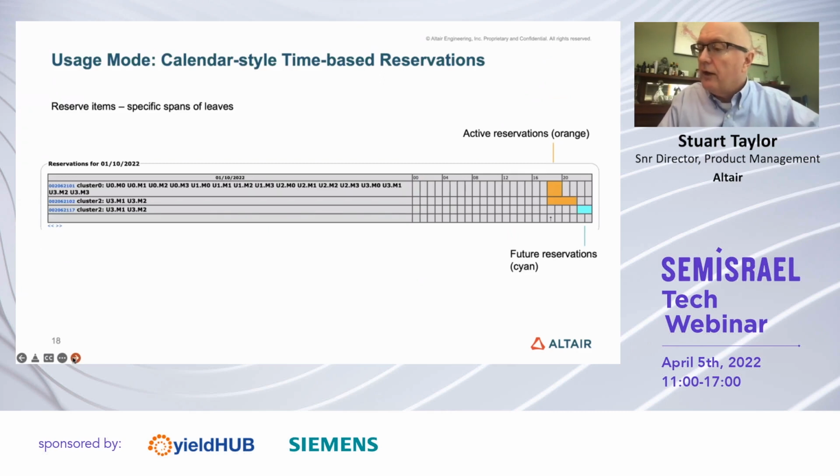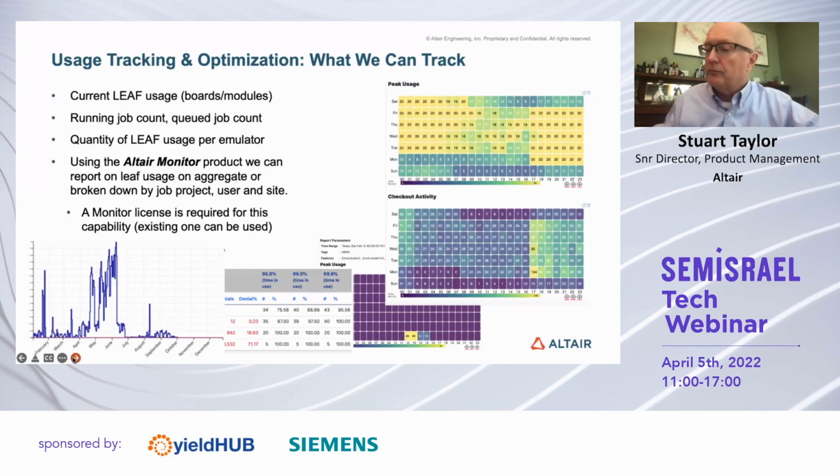The next panel is calendar-style time-based reservations. This is showing 3 reservations, 2 of which are currently active. Those are shown in orange, and 1 is going to be active in the future. This is going to be useful for scheduling ICE jobs against. We're essentially able to reserve things in the future, and this gives you the foundation for booking resources, almost like conference rooms.